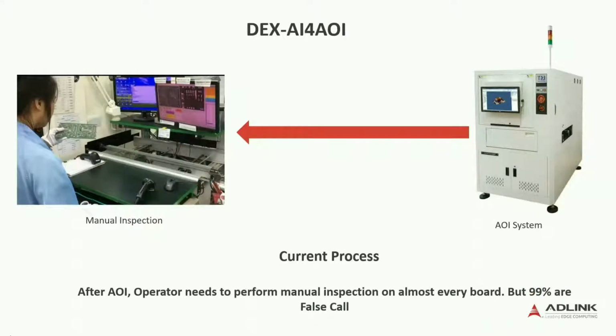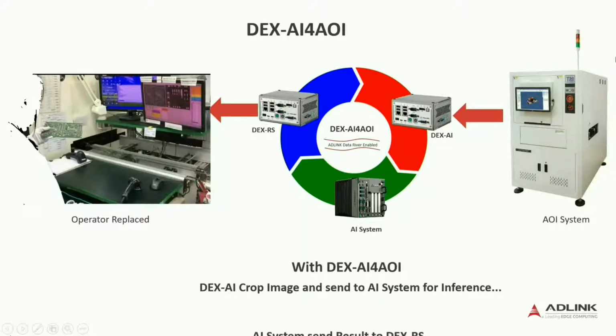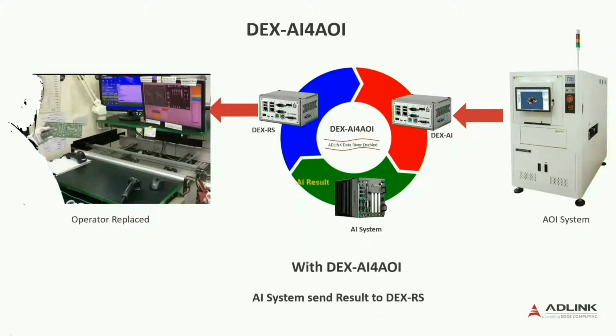In the current process, after AOI, the operator will need to manually inspect almost every single board. With the Dex AI for AOI solution, Dex AI will capture the image from the AOI system, then crop the image and pass it to the AI server for inference. The result from the AI server will pass to Dex RS, which will then key in automatically back to the AOI system. In this way, the operator can be replaced.